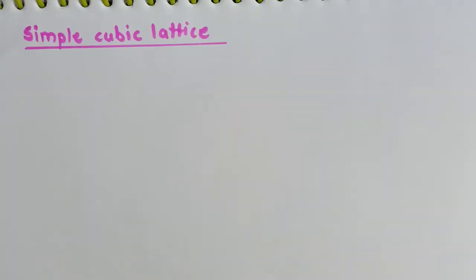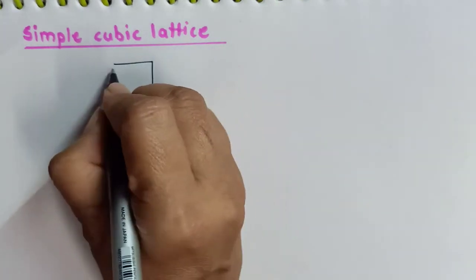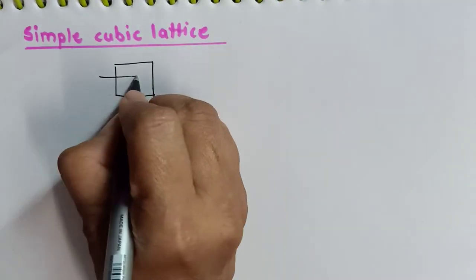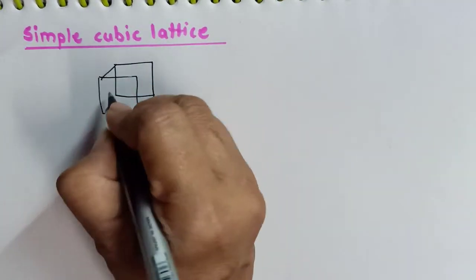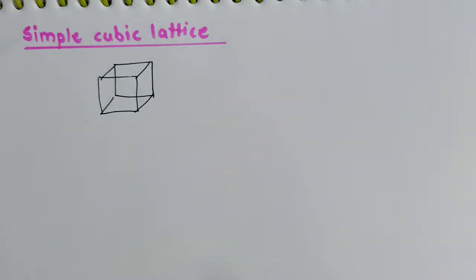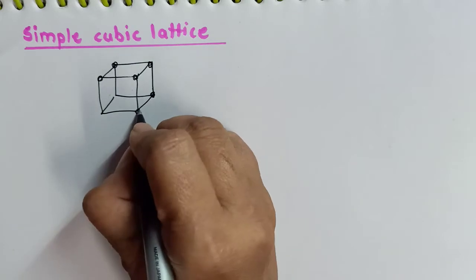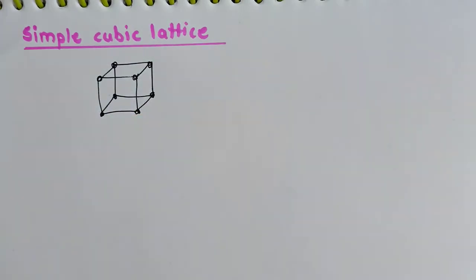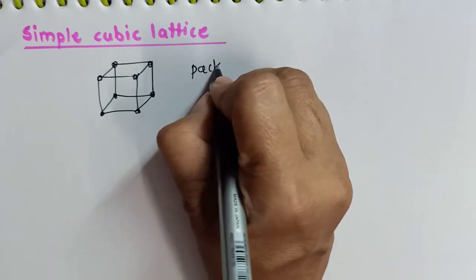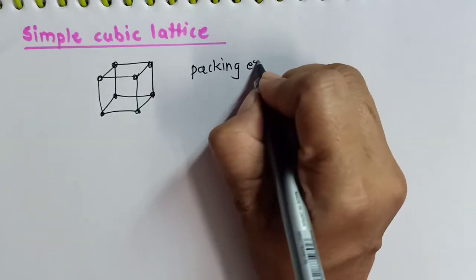Let us begin with simple cubic lattice, which is the simplest form of unit cell, also known as primitive unit cell. We know in simple cubic lattice, 8 atoms occupy 8 corner places, and these constituent particles, we consider them as hard spheres. Now how do we calculate packing efficiency?